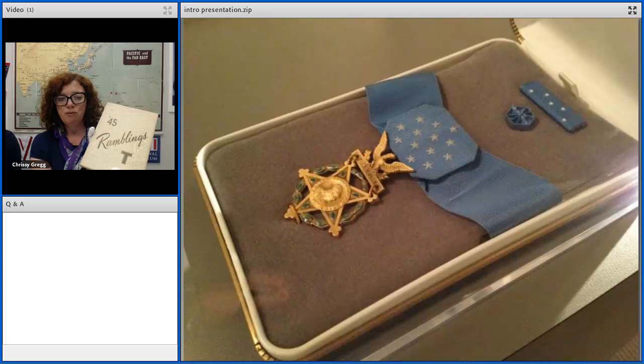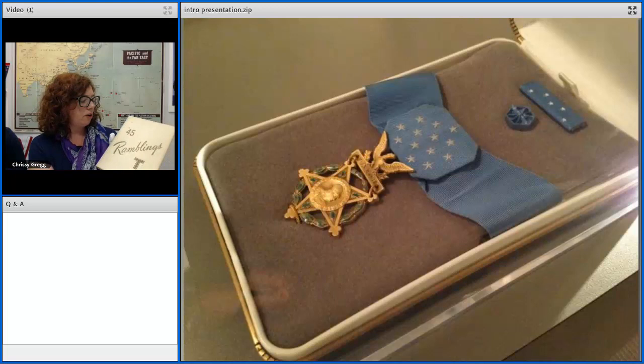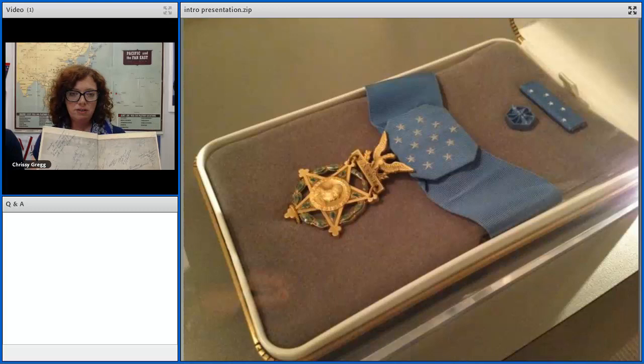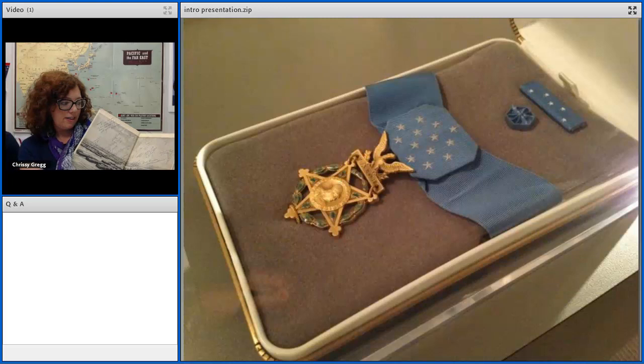This is a 1945 yearbook called Ramblings. It is from Topaz, which our next presenter will talk about. So this is a yearbook from the Topaz War Relocation Center in Utah, 1945. And this is a very recent acquisition, so it's not out in our exhibit. We did purchase this off of eBay. So that's another one of my jobs as a curator, is to look for artifacts, as I mentioned, and that includes online sources.